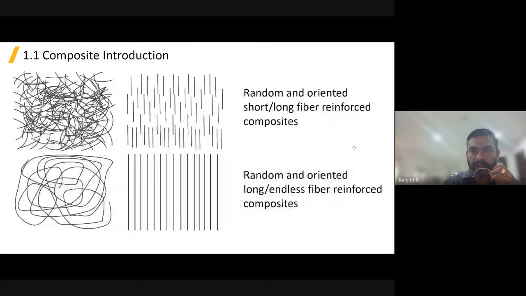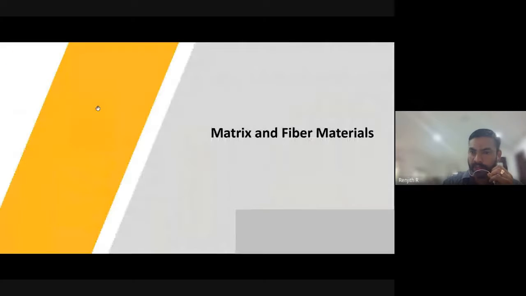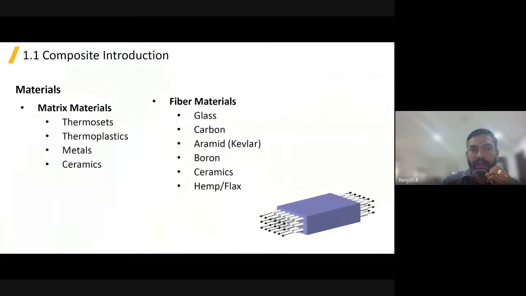And this is the orientation. It depends upon the type of orientation of the fiber. This is a randomly oriented fiber. This is a continuous randomly oriented long fiber. This is randomly oriented short fiber. And then the matrix and fiber materials. For matrix material, we can use thermosets, thermoplastics, metals, and ceramics. And for fiber material, we can use glass, carbon, aramid, boron, ceramic, and hemp, flax.